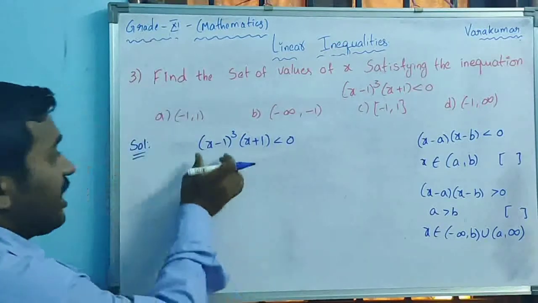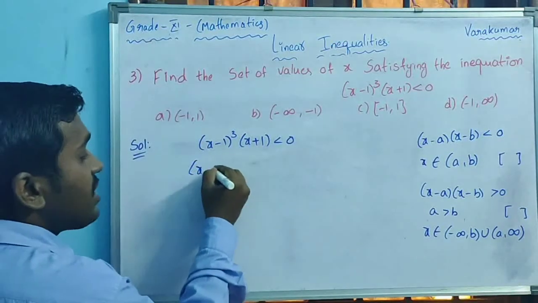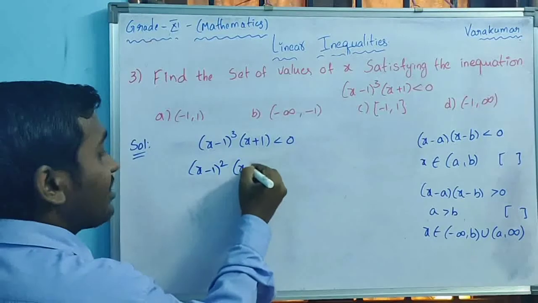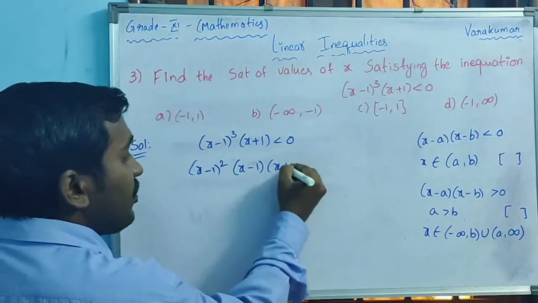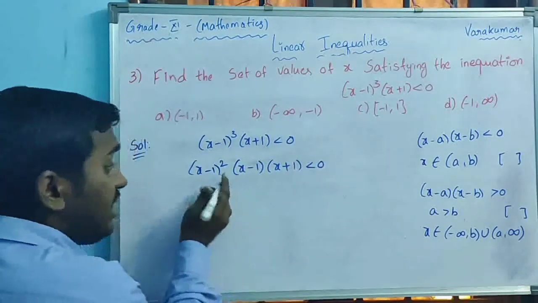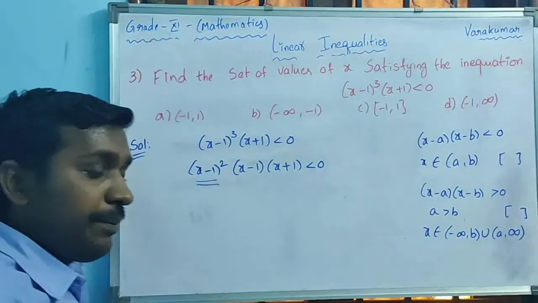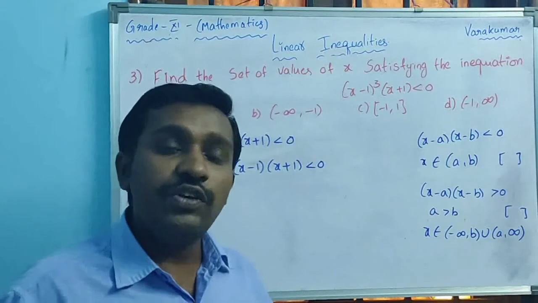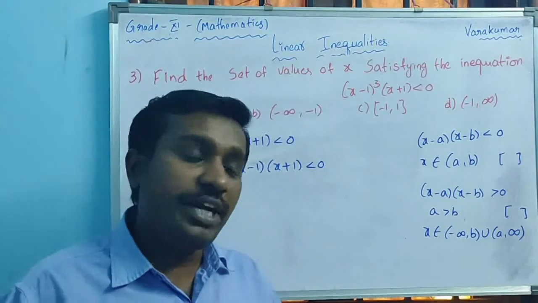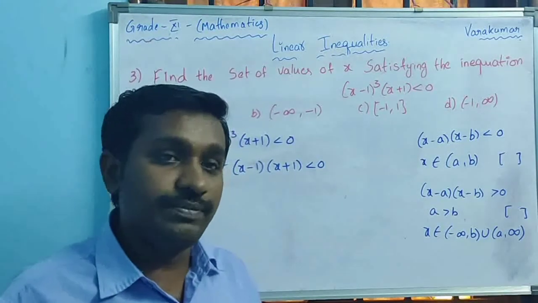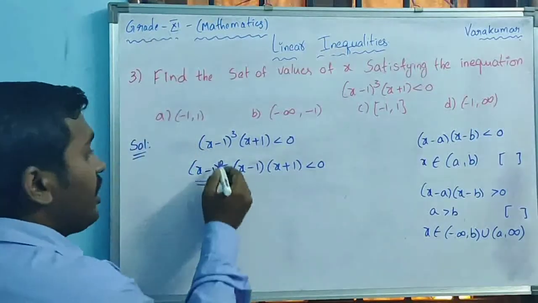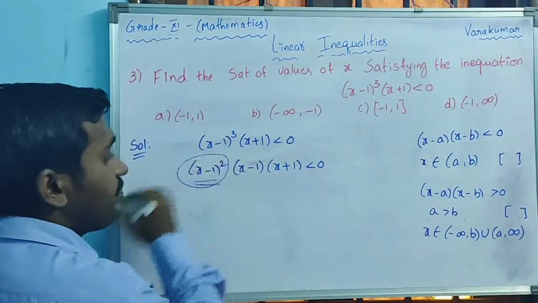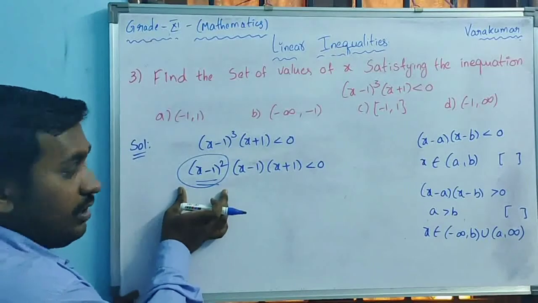We can write (x minus 1) whole cube as (x minus 1) whole square into (x minus 1), into (x plus 1) as already given. I am trying to convert it in terms of squaring. When you square a number, it is always positive, so we don't have any problem. Now (x minus 1) whole square is already positive.